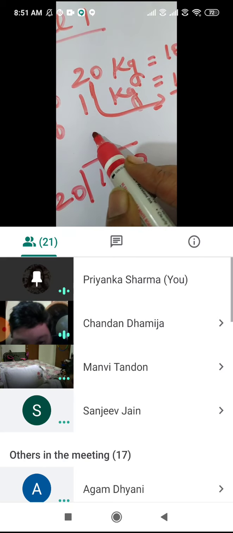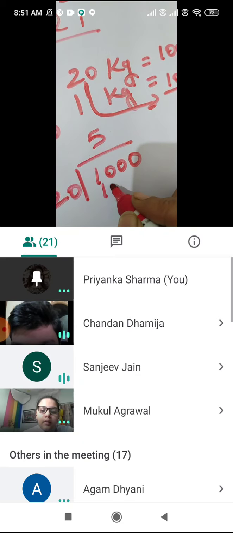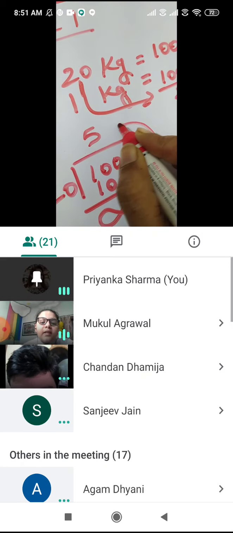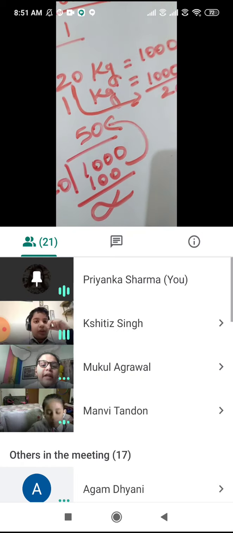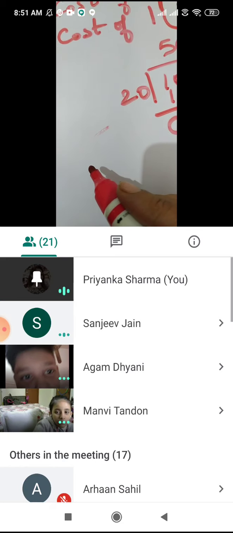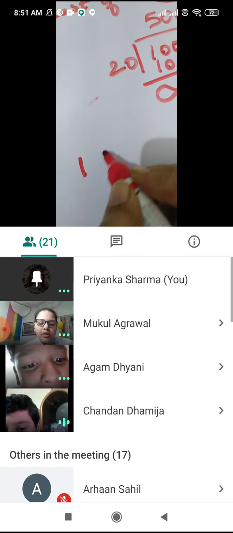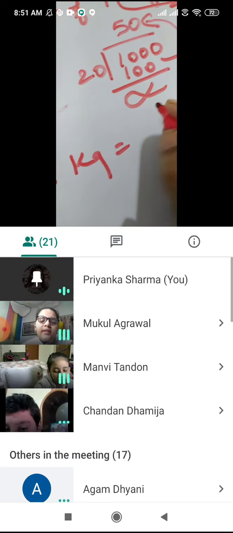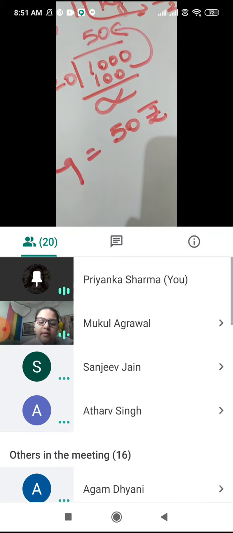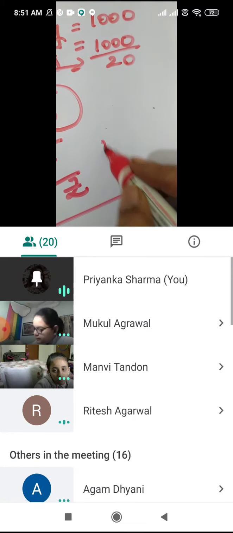So 20, 25 is 100. Very good. Nothing left. This 0, it will come here. So here, the cost of 1 kg rice is 50 rupees. 1 kg rice is 50 rupees in deal 1. Okay, this is deal 1.